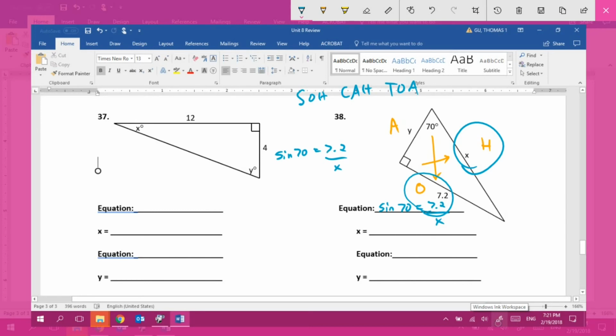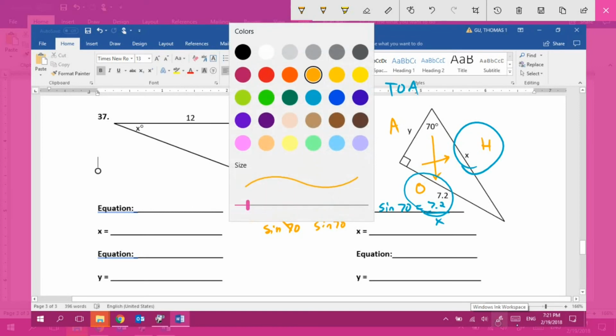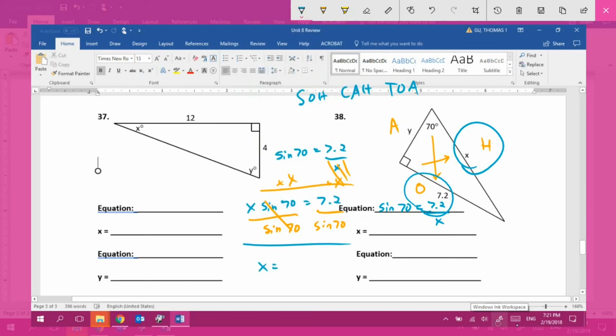First, multiply both sides by x. Cancel this out, times x over here. That leaves me with x sine of 70 equals 7.2. Next, divide by sine of 70 to get my x alone. That means my answer now is going to be x equals 7.2 over sine of 70. You're going to put that in the calculator, 7.2 divided by sine of 70. You would get 7.66, which means you're going to round to 7.7. And that is your answer.